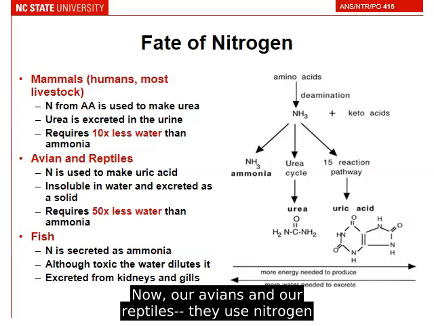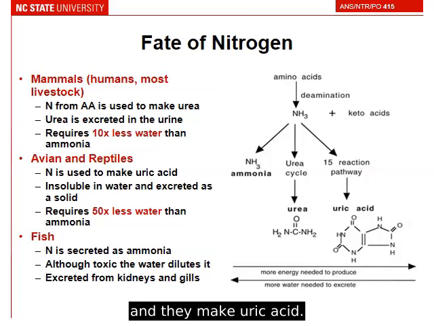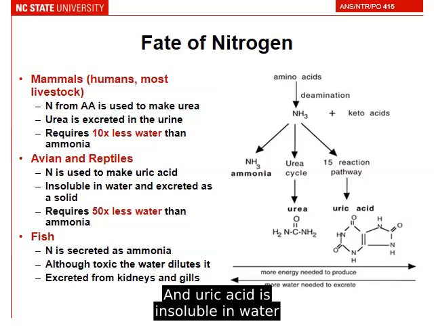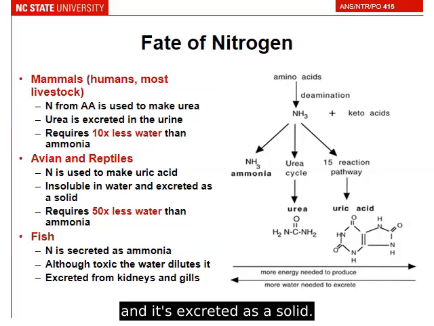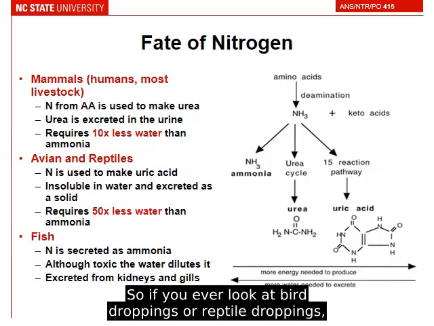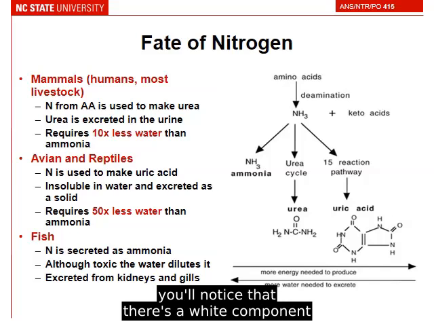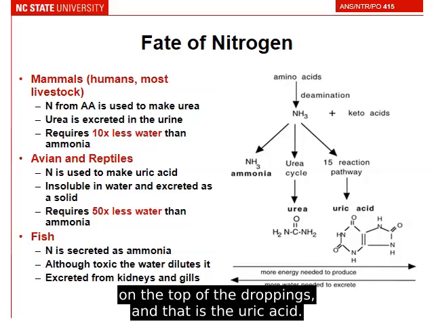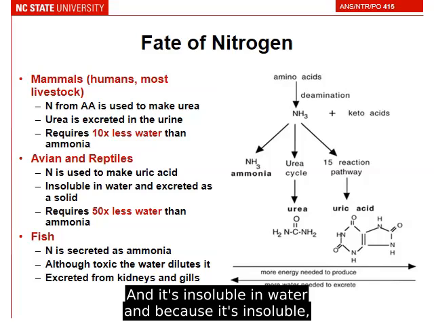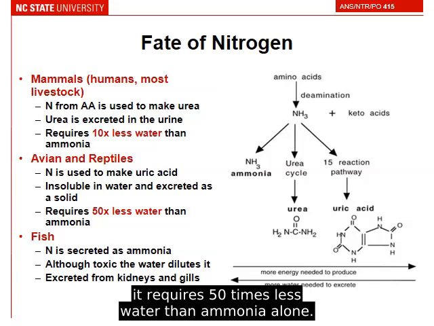Now, our avians and our reptiles, they use nitrogen and they make uric acid. And uric acid is insoluble in water and it's excreted as a solid. If you ever look at bird droppings or reptile droppings, you'll notice that there's a white component on the top of the droppings, and that is the uric acid. Because it's insoluble, it requires 50 times less water than ammonia alone.